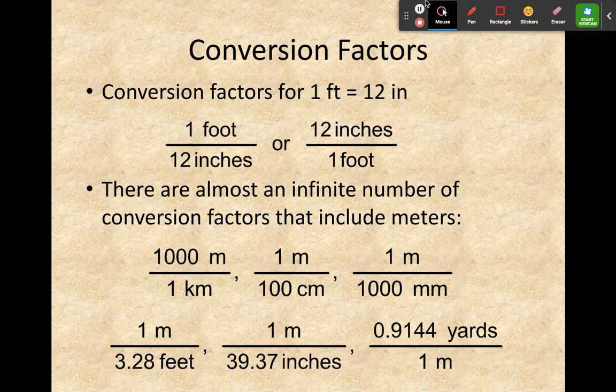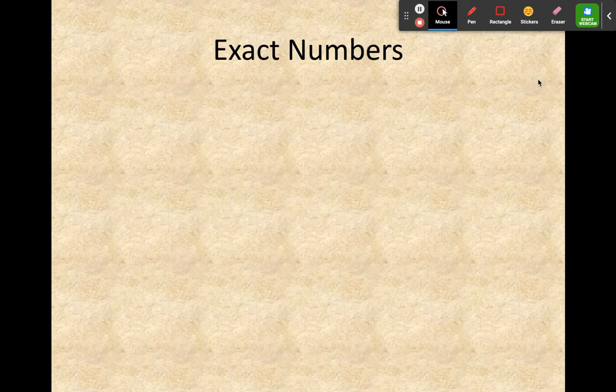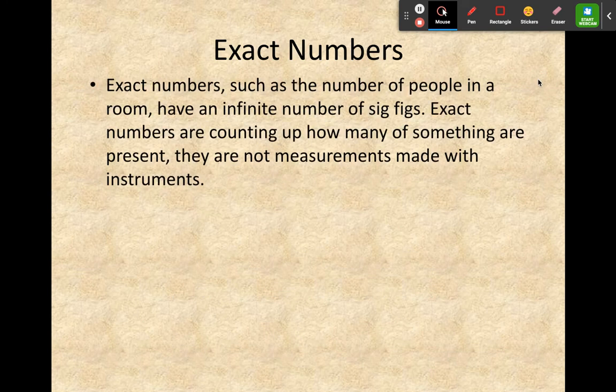Exact numbers. This slide is a long one. Exact numbers, such as the number of people in a room, have an infinite number of sig figs. Because it just is what it is. If you have 12 eggs, like he talked about in the video, it's not 12.29756 eggs. It's 12 eggs. Exact numbers are counting up how many of something are present. They are not measurements made with instruments.